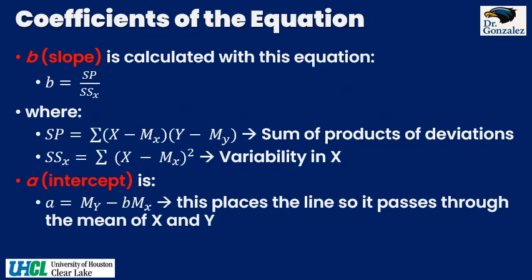So how do we calculate some of those pieces? The slope is calculated with the equation: slope equals the sum of product deviations over the variability in x. Underneath here, you see how you would calculate those two things. The sum of product deviations is equal to the sum of (x minus the mean of x) times (y minus the mean of y). So we would calculate this piece for all of the data points, sum them up, and put that sum up here in the formula.